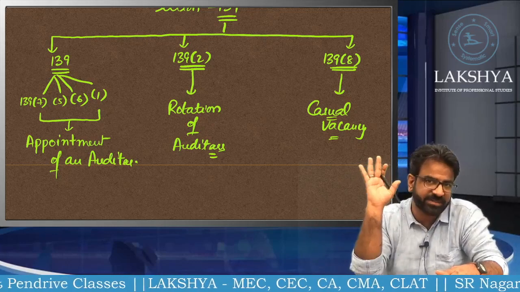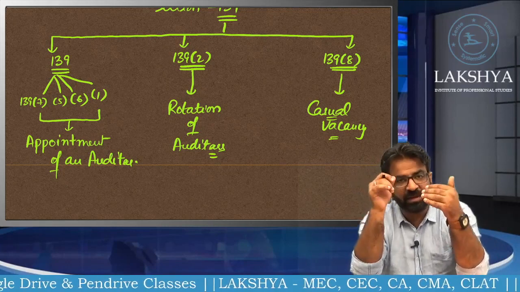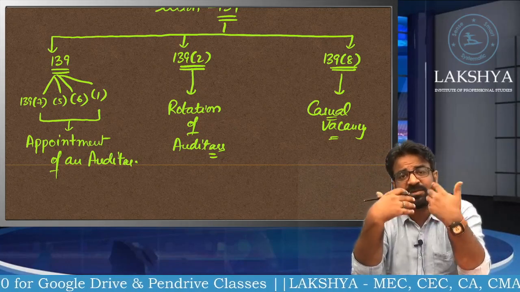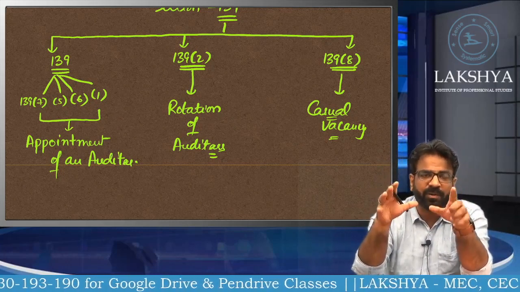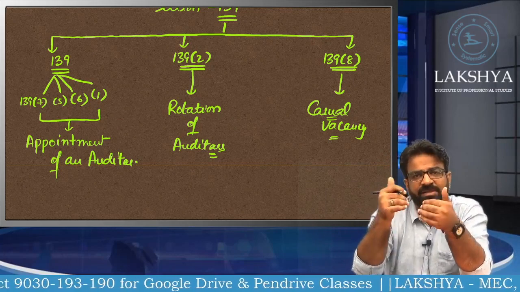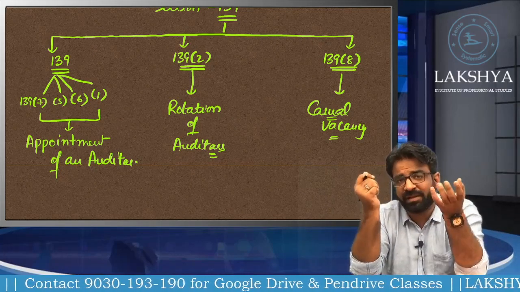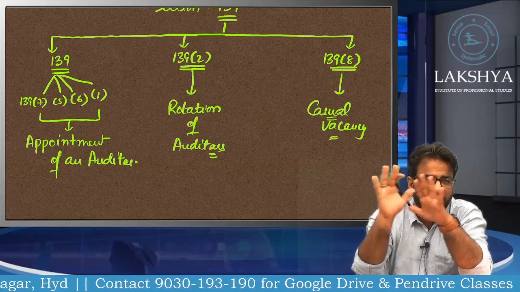I hope everyone is crystal clear with the structure of section 139. So under 139 alone, there are four subsections: subsection 7, subsection 5, subsection 6, subsection 1 talks about what? Appointment. Very good. And 139 subsection 2 talks about what? Rotation of an auditor. And 139 subsection 8 talks about what? Casual vacancy. I hope everyone is clear.